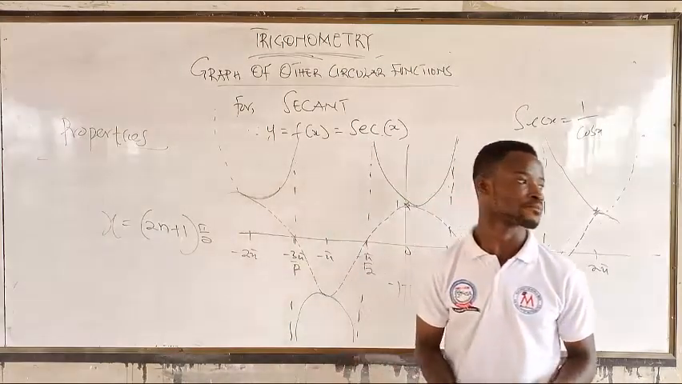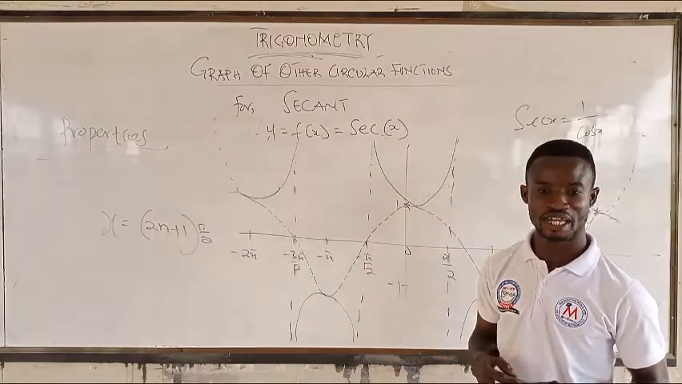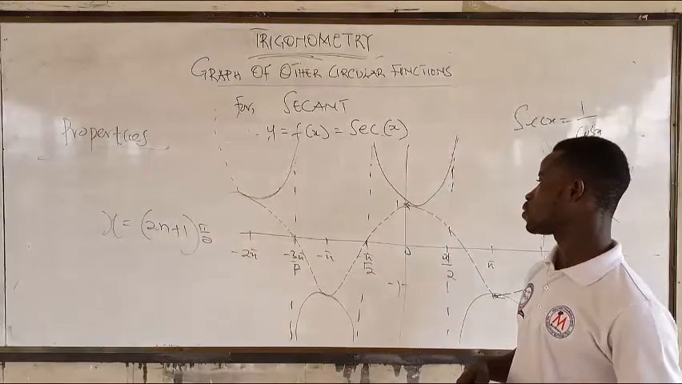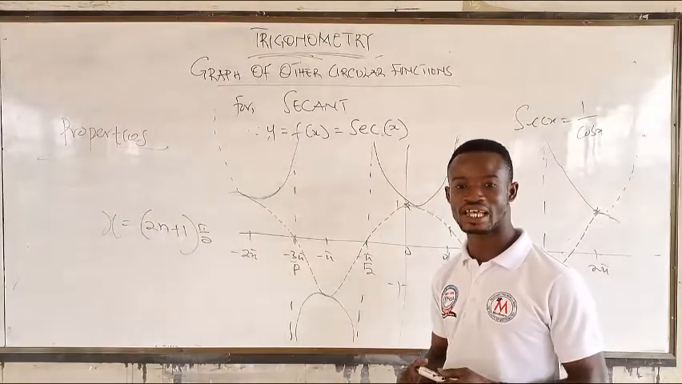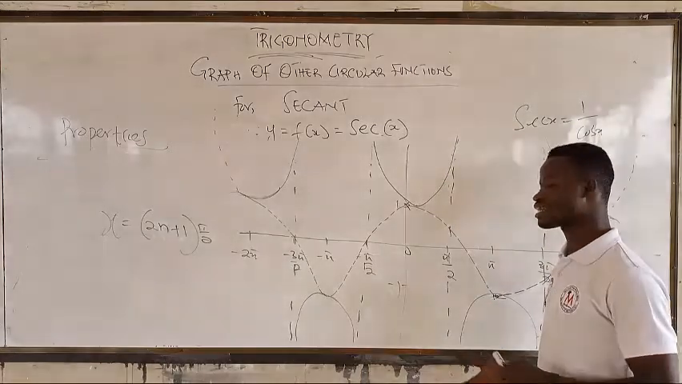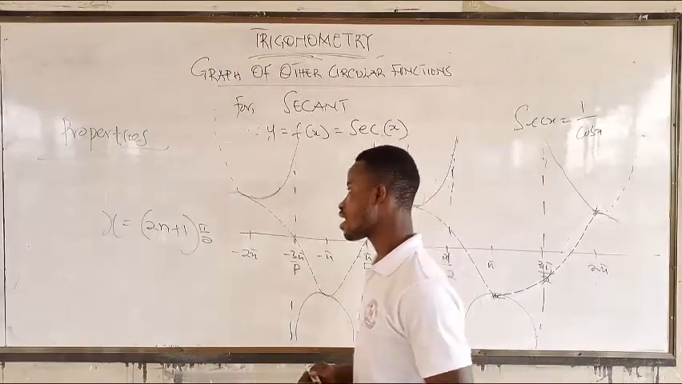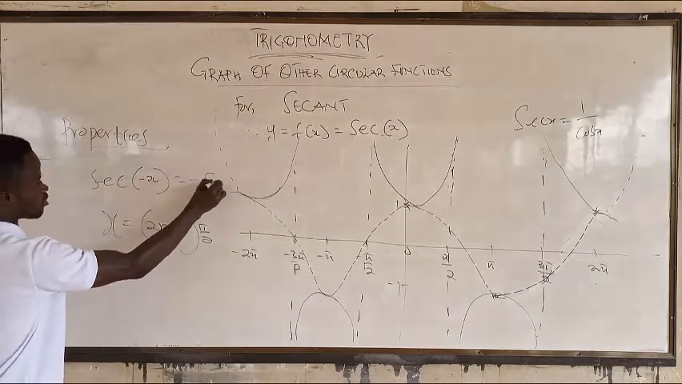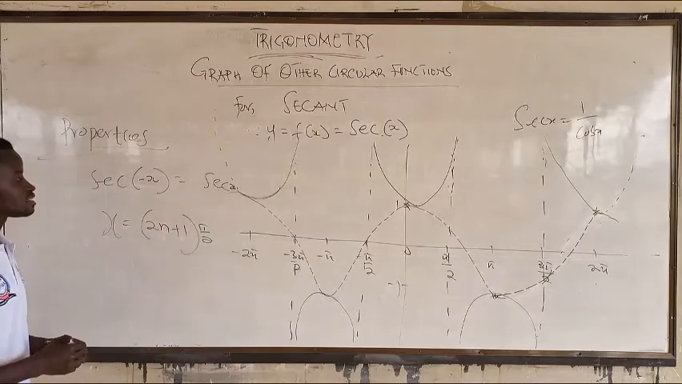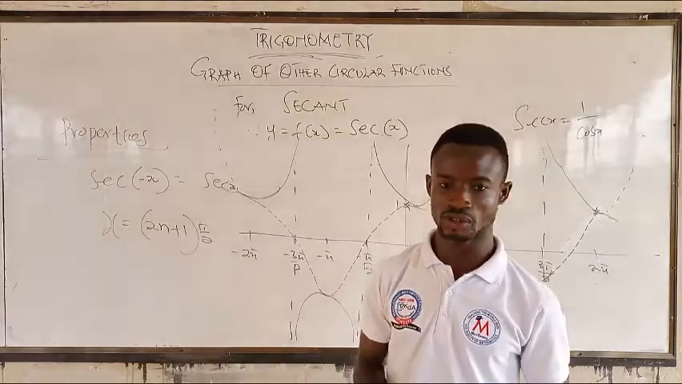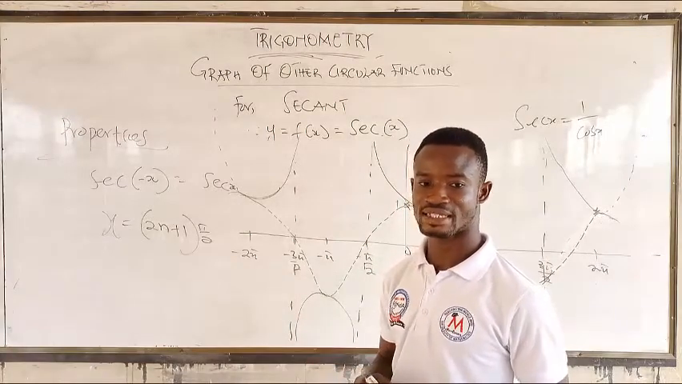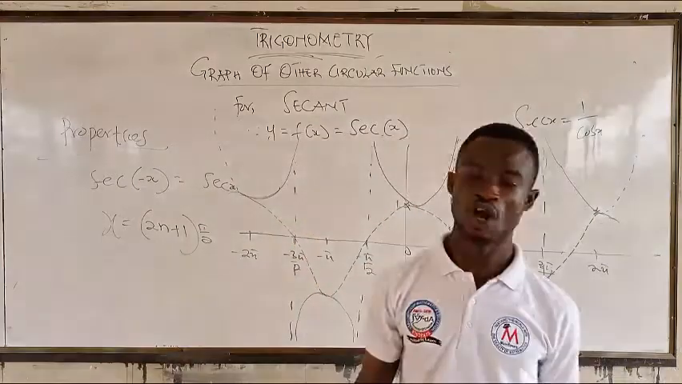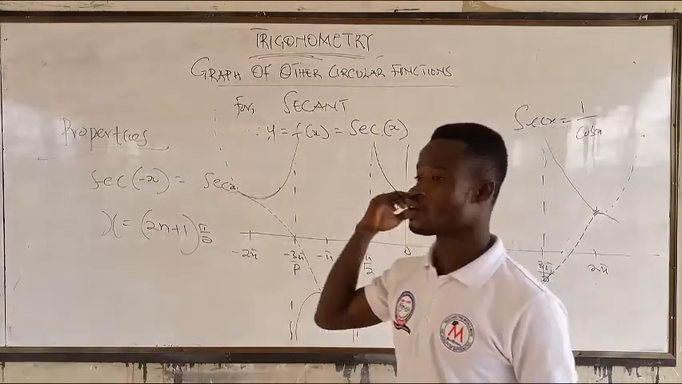Five, the graph is symmetric with respect to the y-axis. So the graph is an even function, for all x in the domain. Okay, so that is all for graphs of the other reciprocal functions, cosecant and secant.